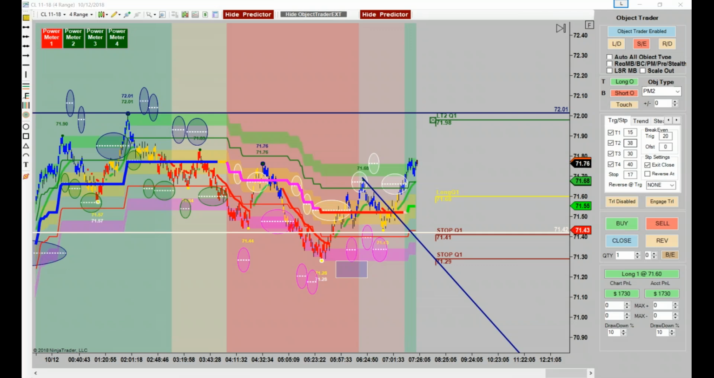Michael, yeah, I see what you mean. Now, if you like Renkos instead, that's absolutely fine. And we do also have Renkos built into Object Trader. Now, we've taught this particular method for so long that we probably aren't going to change in the room. I don't mind a Renko chart. I'll show you our Object Trader Renko.